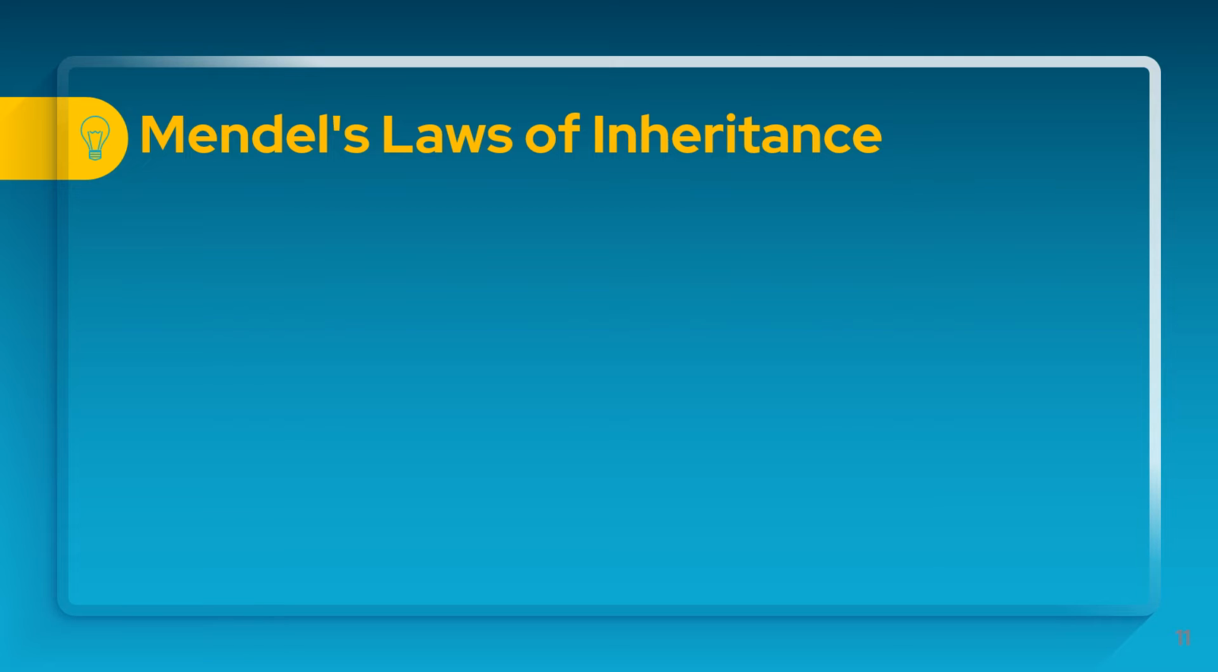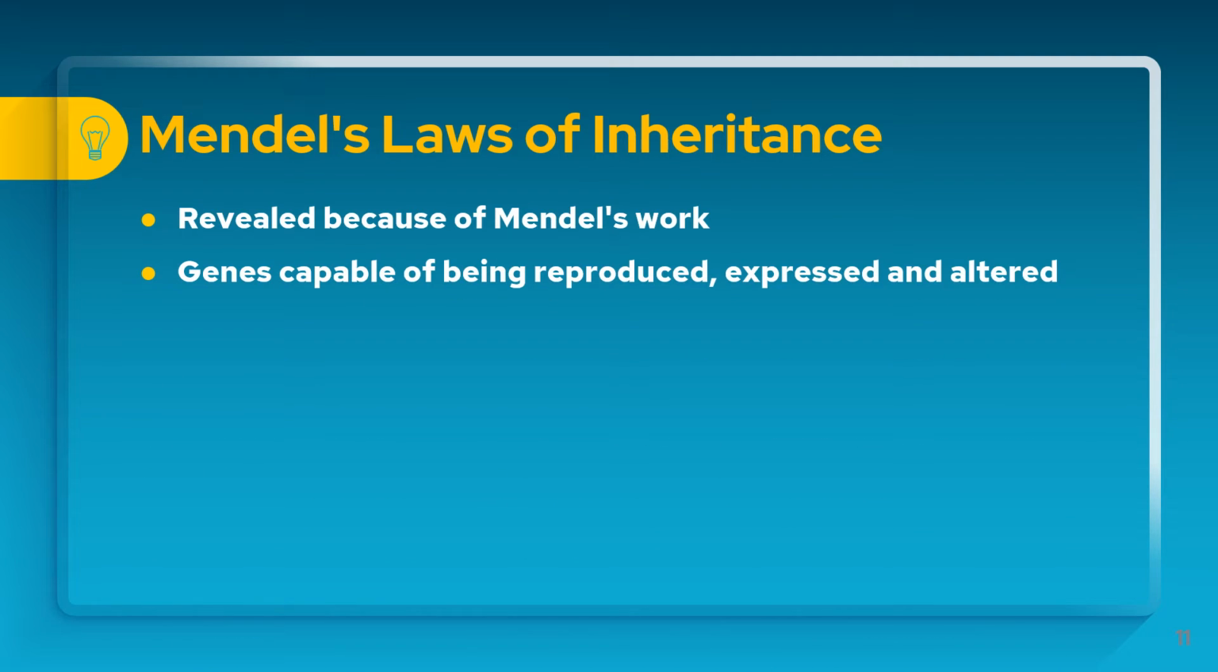The fundamental principles of heredity, known as Mendel's laws of inheritance, were revealed because of Mendel's work. We now understand that genes, which are carried on chromosomes, are the fundamental functional units of heredity, capable of being reproduced, expressed, and altered. Mendel's postulates are the foundation of classical, or Mendelian, genetics today.